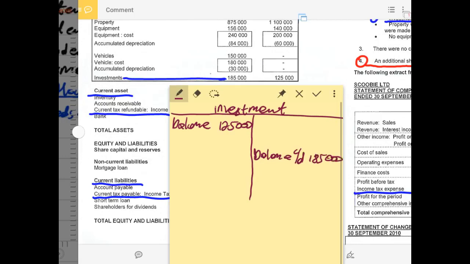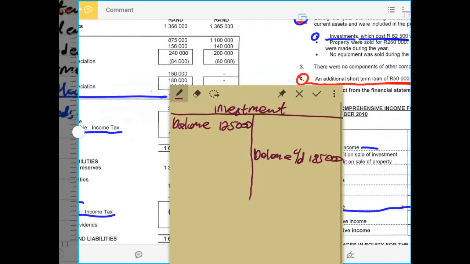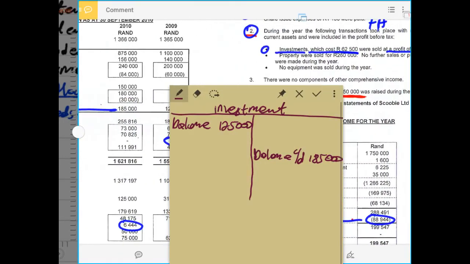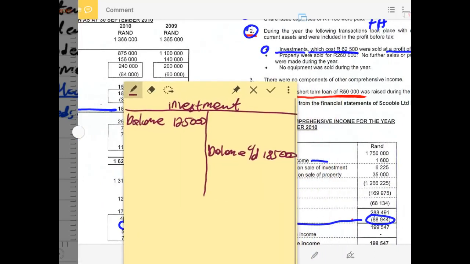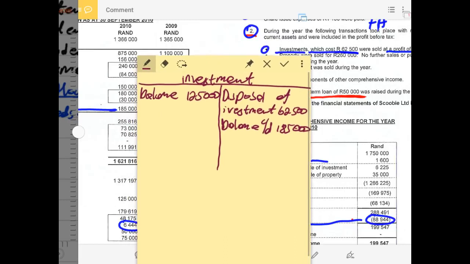Then on the credit side of the investment account, we know that under bullet point number 1, an investment that cost 62,500 was sold. Therefore, that will be recorded on the credit side as a disposal of investment, or others can say asset disposal. That was 62,500 on the credit side. That is the investment that was sold.